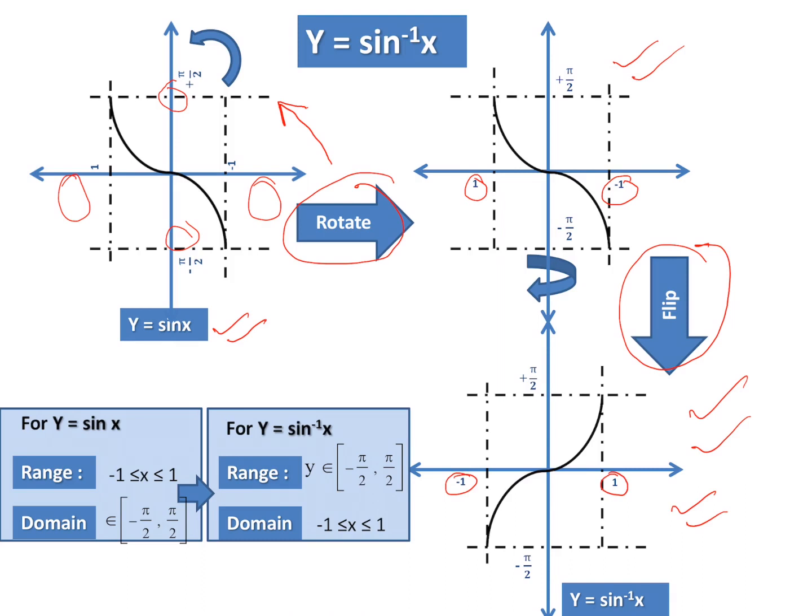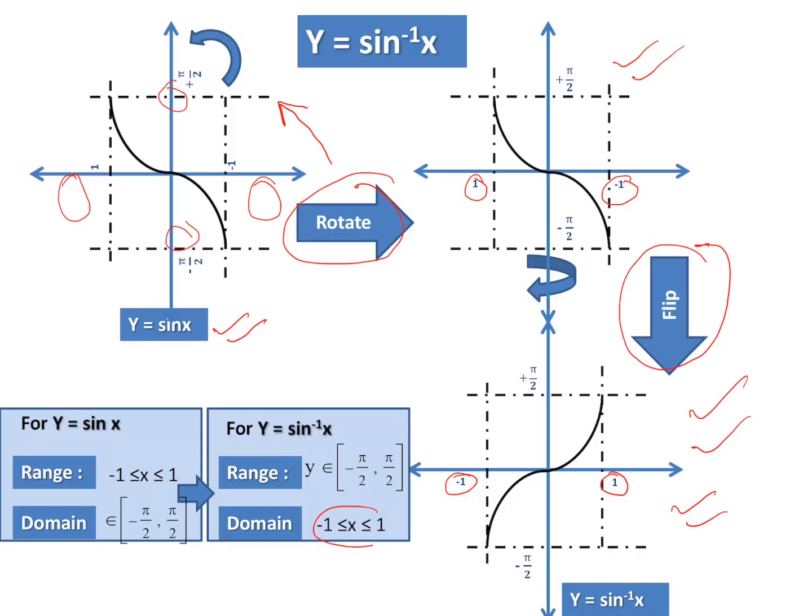So can I say that the domain of an inverse function is the same as the range of a normal function? Yes, do you agree? See here. This is -1 to 1 and this is also -1 to 1. They both are the same. While the range of the normal function was from -1 to 1, the range of the inverse function is from -π/2 to +π/2, as you can see in the graph. So remember, this is very important. I will also tell you a trick to memorize these range and domain values later.